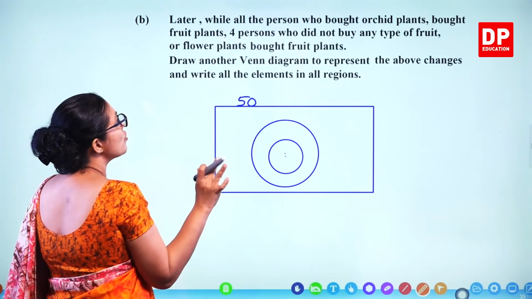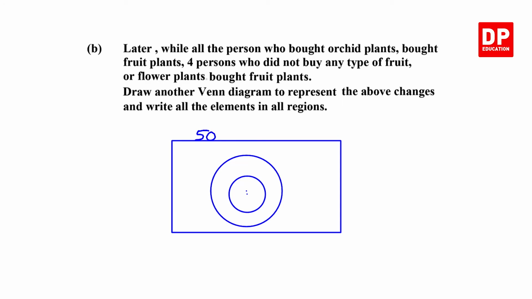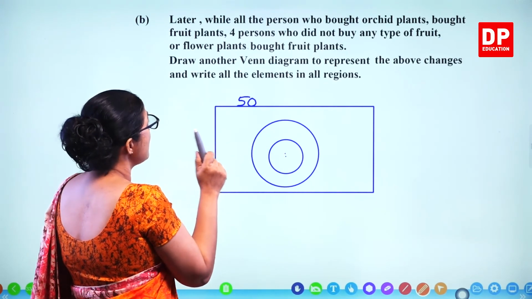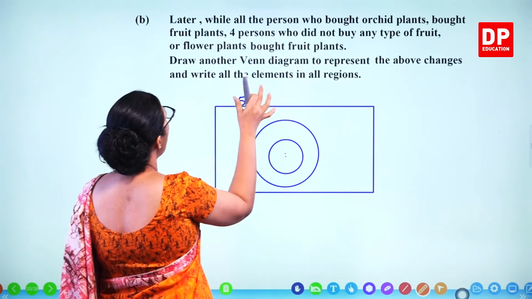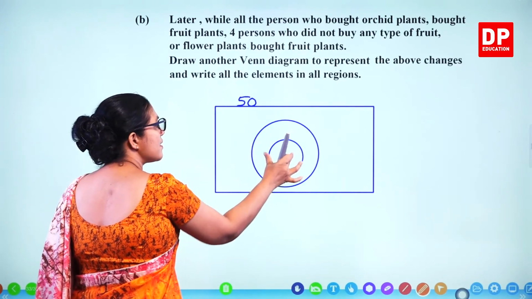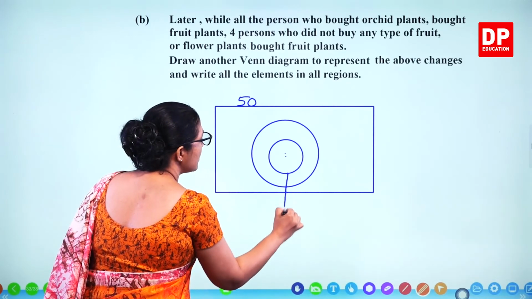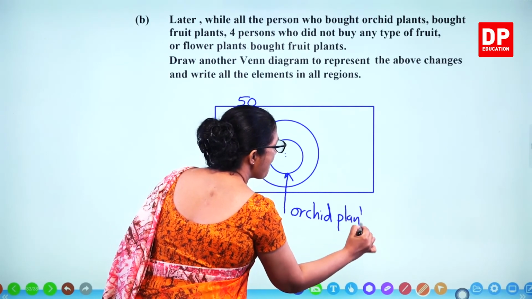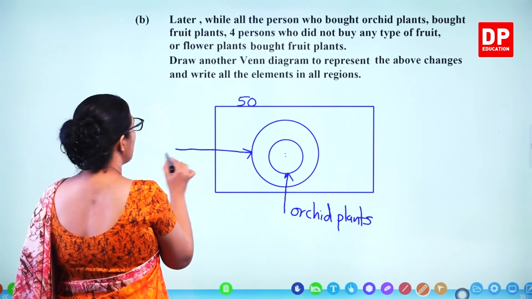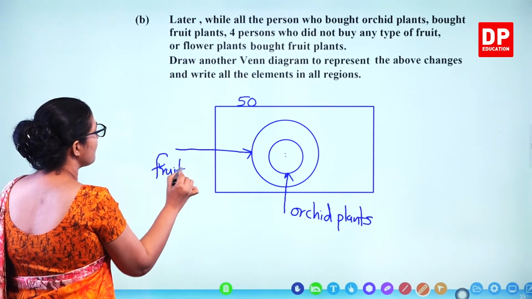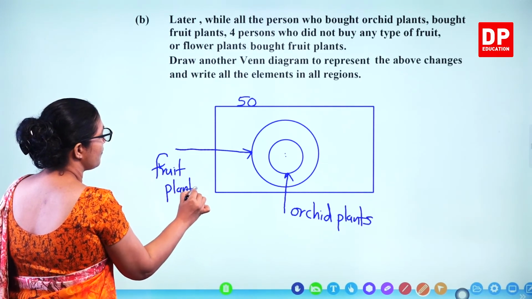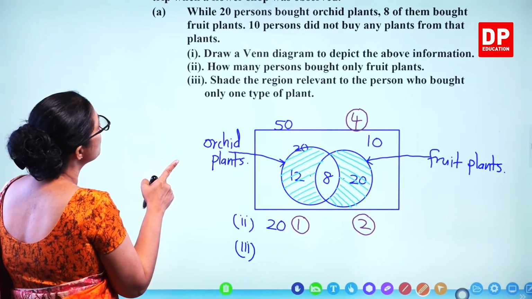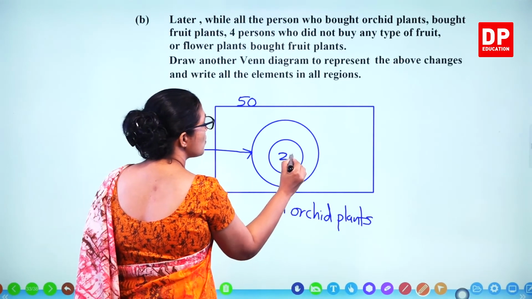50 is not changing, altogether 50. Now see what are the changes. So here, which one is this circle, smaller one? It says all the persons who bought orchid plants bought fruit plants as well. So that means this circle should be the orchid. Orchid plants. And this is the fruit plants. Now, how many bought orchid plants? According to this one, that's 20. So that means this is 20.